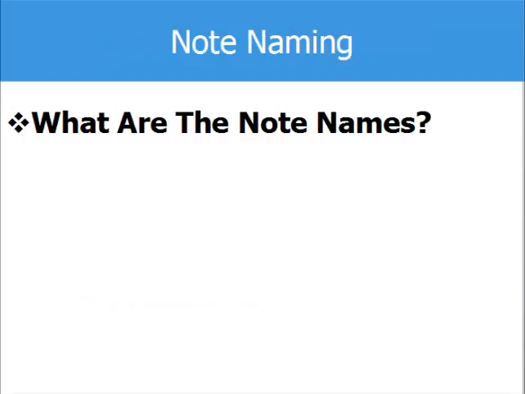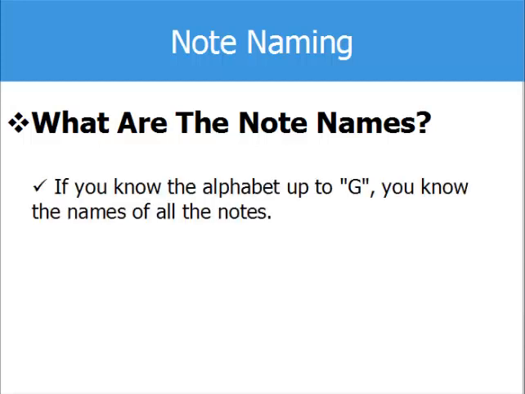So, what are the note names? Well, you should have an idea of the note names, but don't worry if you don't know them all or have them committed to memory by now, because by the end of this you should have a better idea. So if you know the alphabet up to G, and you could say A, B, C, D, E, F, G, you pretty much know the names of all the notes. You may not know all the flats and sharps, but you know the basic letter names.